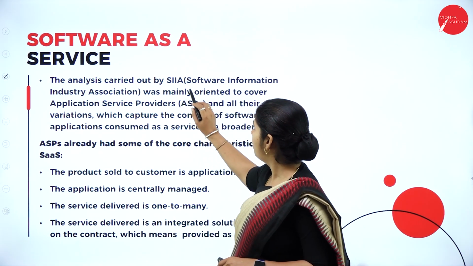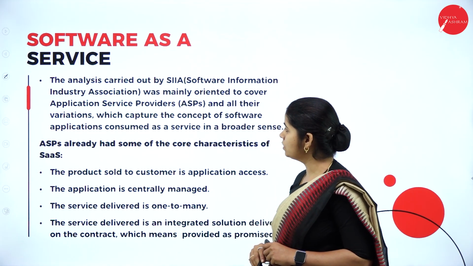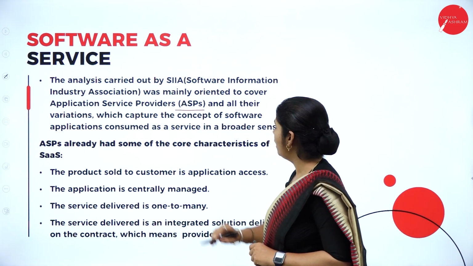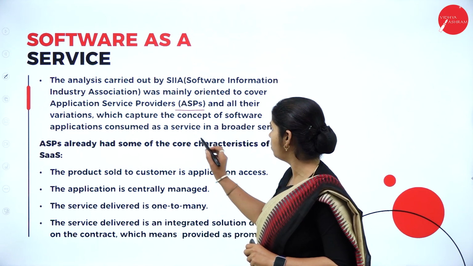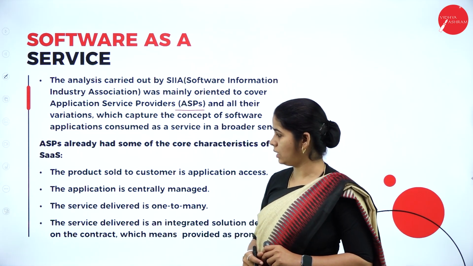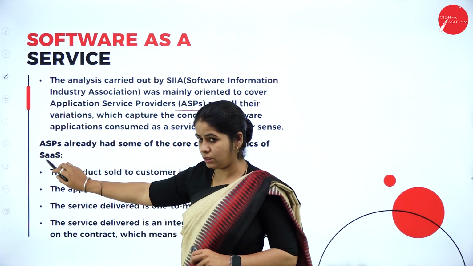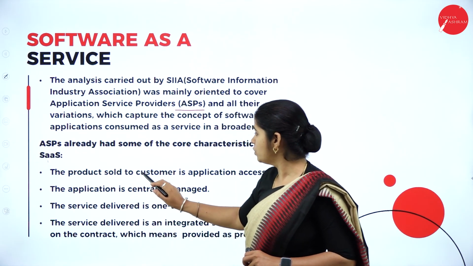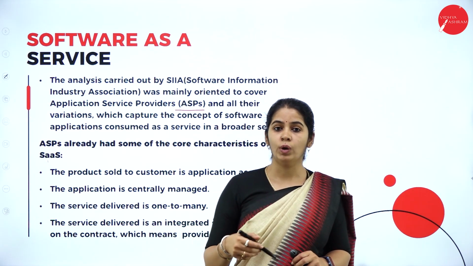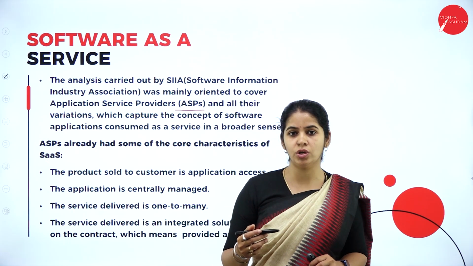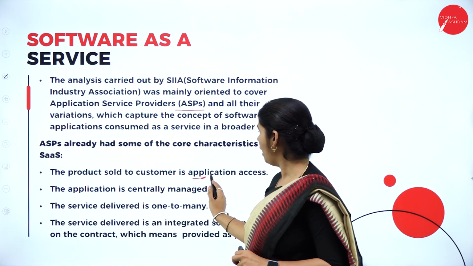The analysis carried out by the Software and Information Industry Association was mainly oriented to cover the application service provider, ASP, and all their variations, which captures the concepts of the software applications consumed as a service in the broader sense. What is ASP? ASP already had some of the core characteristics of SaaS. What are those core characteristics? The product sold to the customer is application access only. What are we giving? We are giving only the access to the application. We are not providing a platform. We are not providing the resources. So we are providing only the application access.